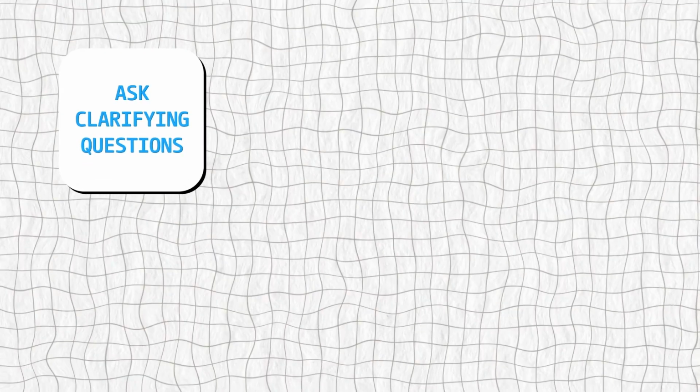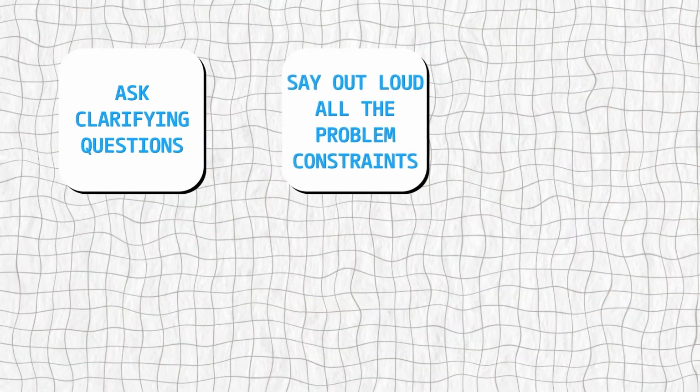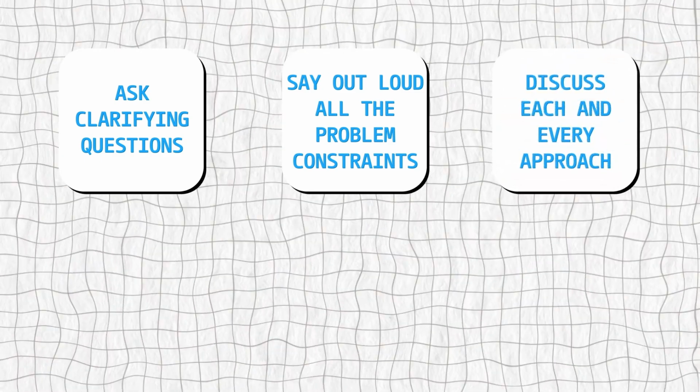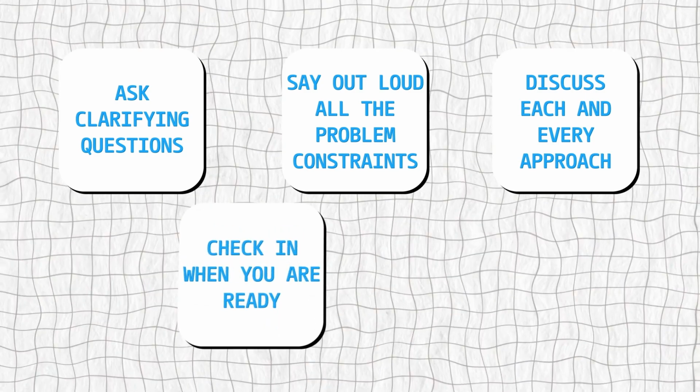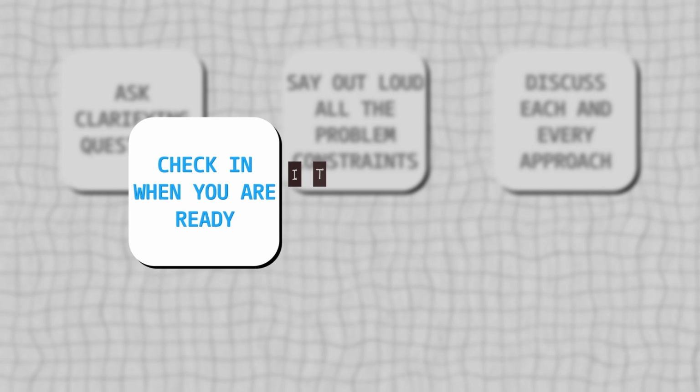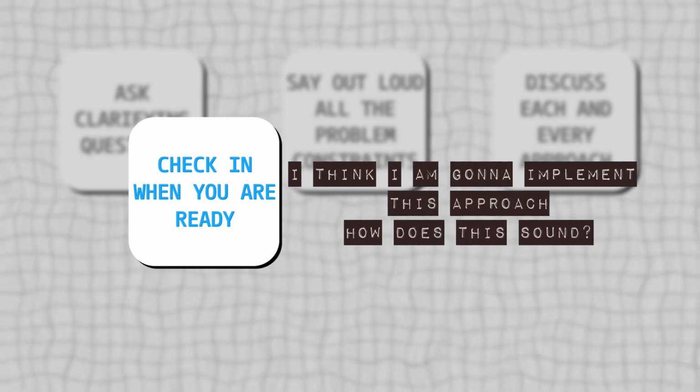First, ask clarifying questions. Second, say out loud all of the problem constraints that you can think of. Third, discuss with the interviewer each and every approach that you can think of. Fourth, check in with the interviewer when you're ready to move forward, saying something like, I think I'm going to implement this approach. How does this sound?